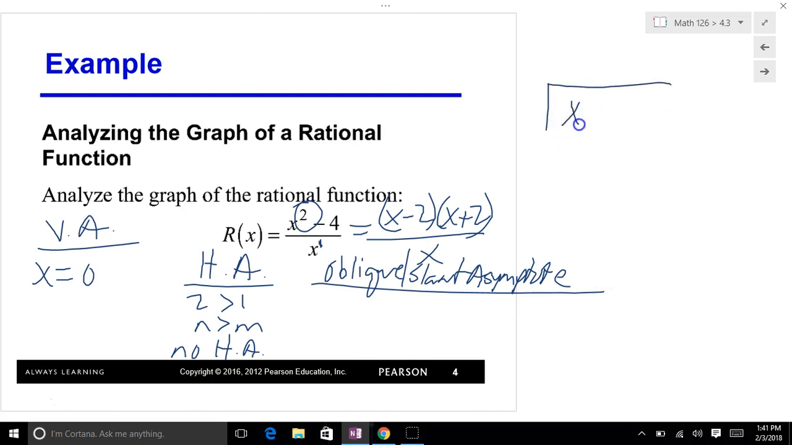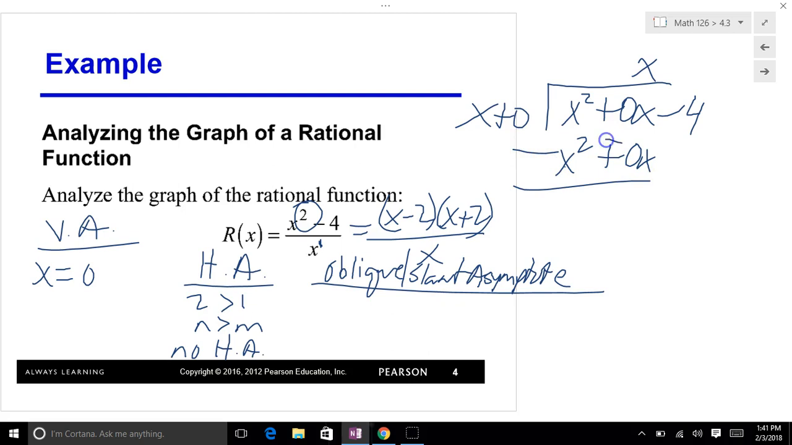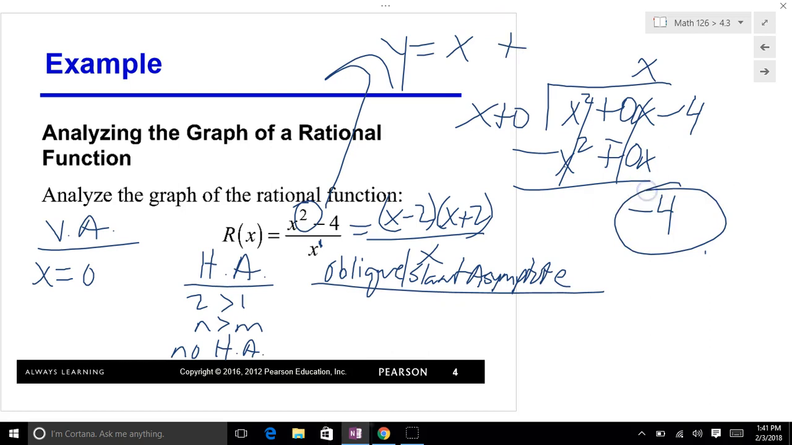So we do the division: x squared minus 4 divided by x. What times x gives you x squared? Well, x does. x times x is x squared. x times 0 is 0x. Don't forget to change your signs. It's both gone. Bring down the negative 4. There's your remainder. So this can be written as y equals quotient plus remainder over divisor.